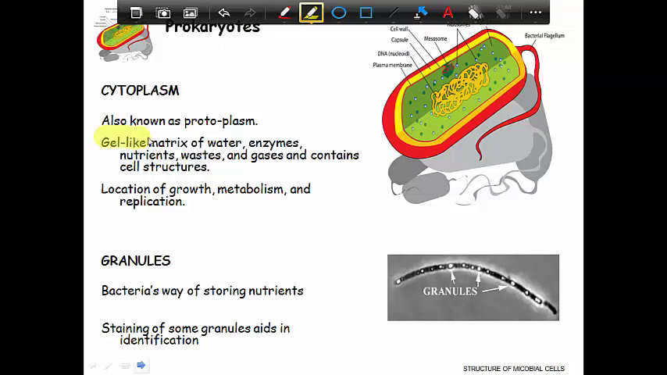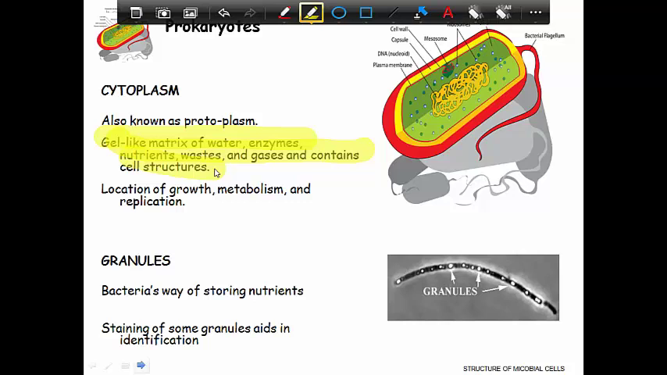It's basically a matrix, which means a surrounding substance that has all of these different things in it. It's got water, enzymes, nutrients, waste, gases, so tons of stuff for the cell, but it also contains the cell structures. Because it has the cell structures, that's how the cell grows, how it makes energy, how it replicates. All of those functions the cell does are located in the cytoplasm. The most important thing to know is that it's this matrix that contains all these different molecules as well as the cell structures themselves.